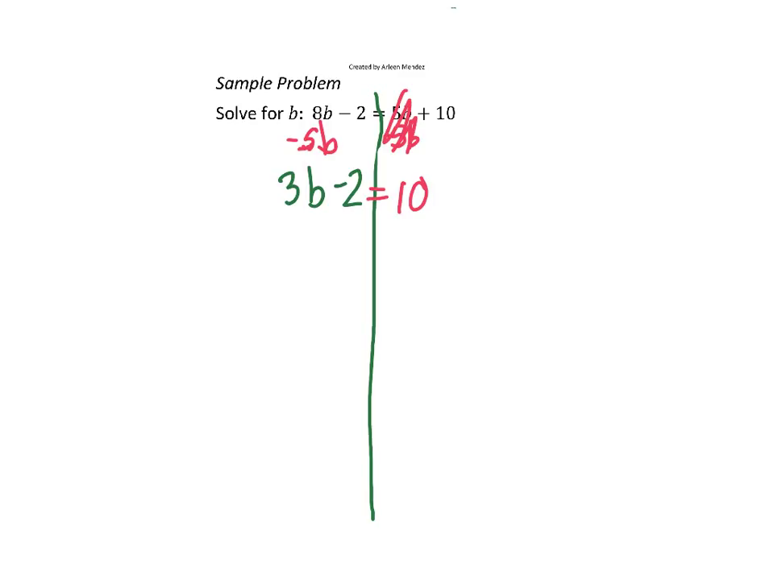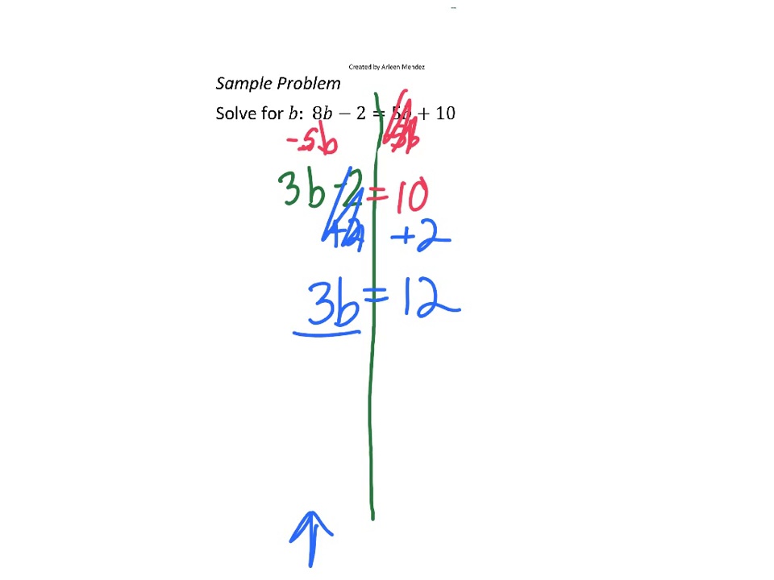Okay, so now it's an equation that we're familiar with. And let's go ahead and start canceling things away from this side where the b is at. The opposite of subtracting 2 is adding 2. So we add 2 to both sides. This cancels out. It leaves us with 3 times b on this side equals, we have 10 plus 2 on this side. Okay, we can continue.